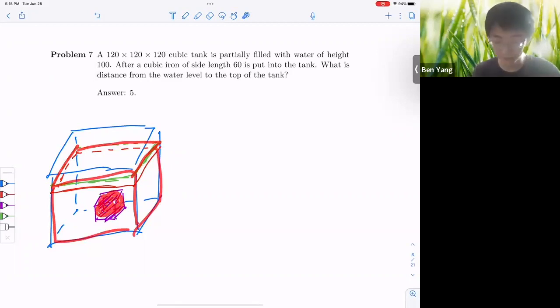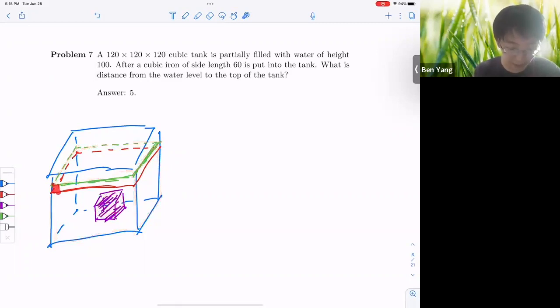So there's a hole. That means if we take that very thin layer of water, we should be able to put that water into the hole right here. Then we know the volume of that very thin layer should be 60 times 60 times 60.